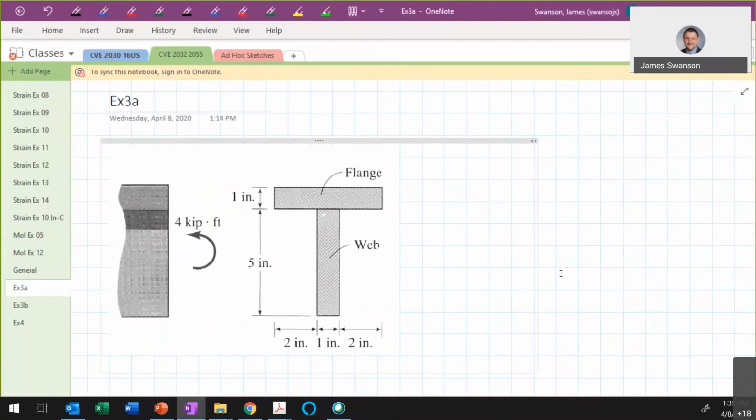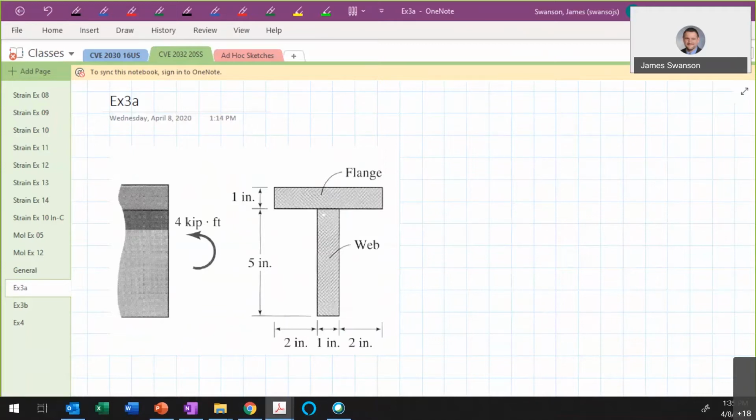Example number 3. If we look at the actual example problem, it reads: determine the normal stresses at the top and the bottom of the cross section shown below, subjected to a bending moment of 4 kip feet.